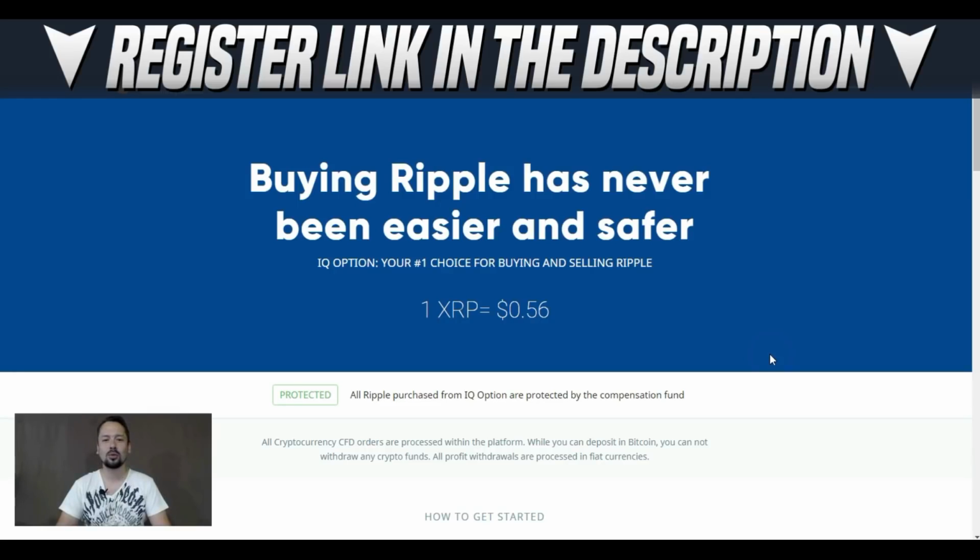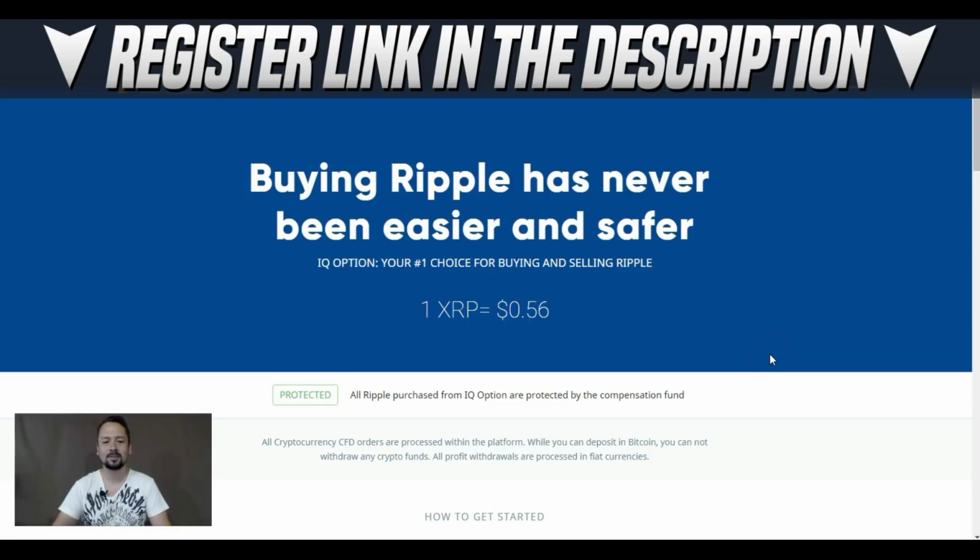Today I would like to share with you a website that I opened for myself for buying and selling Ripple. If you guys faced a problem with different complicated wallets and registration stuff, you can forget about it because iqoptions.com offers you a very easy and secure way.